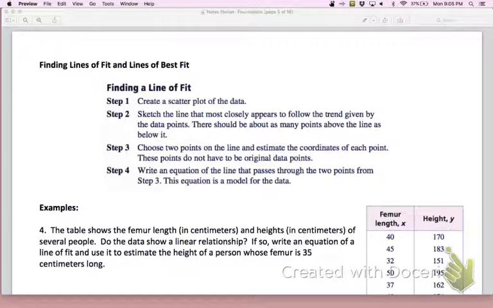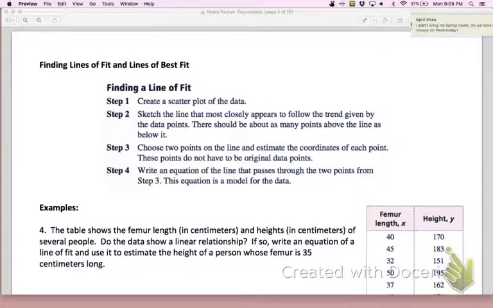So the way that we find a line of fit is, we're going to have our scatter plot, and our scatter plot is going to have a bunch of points, and then we're going to draw some line that seems to get as close to all of those data points as we possibly can. That's what we're trying to do when we find a line of fit.